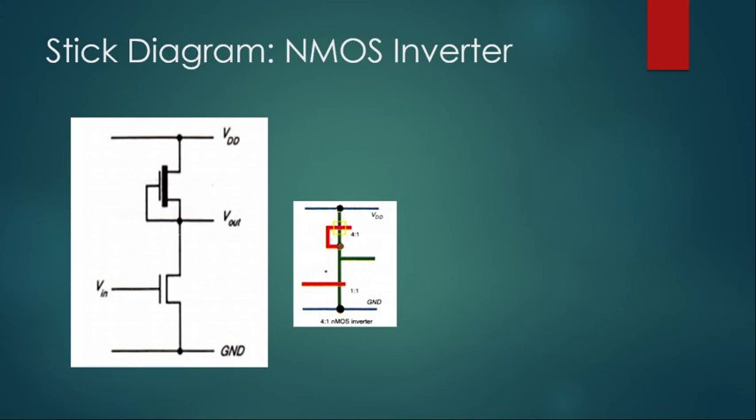Here if you see, the demarcation line is missing. Why is that so? Because the demarcation line is drawn in the stick diagram when two different types of transistors are being used. Here different means one PMOS, another NMOS. Here the transistors are not PMOS and NMOS; both are NMOS, one depletion type and one enhancement type. That is why the demarcation line is missing here.